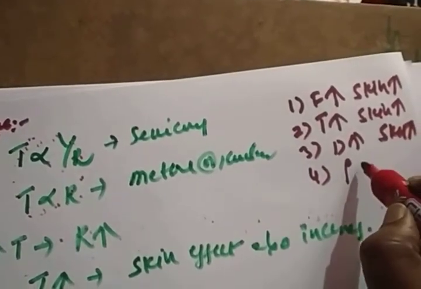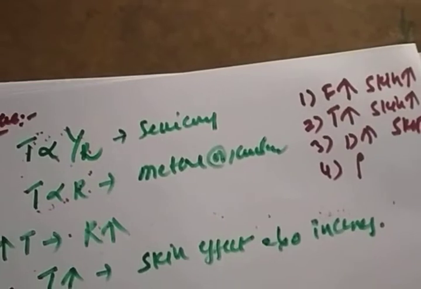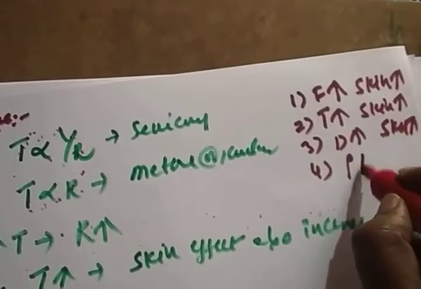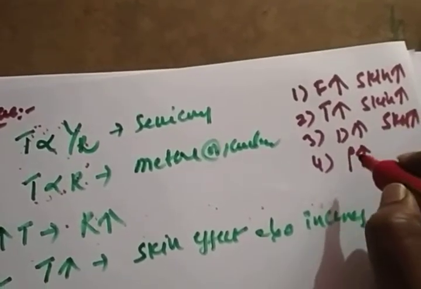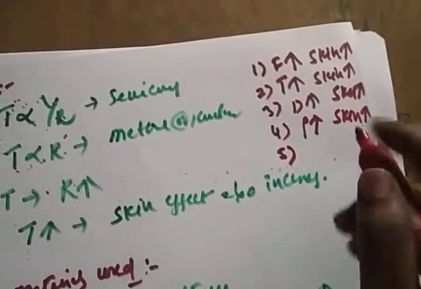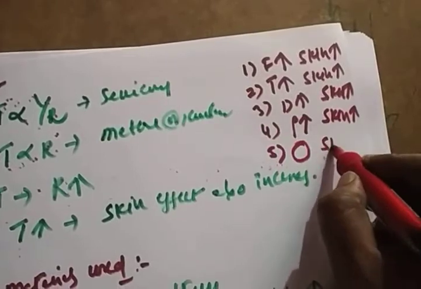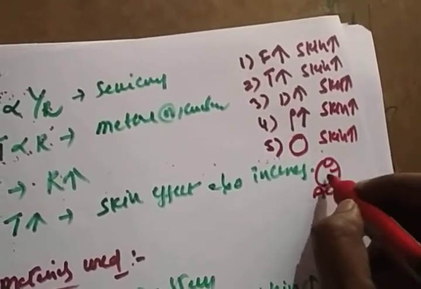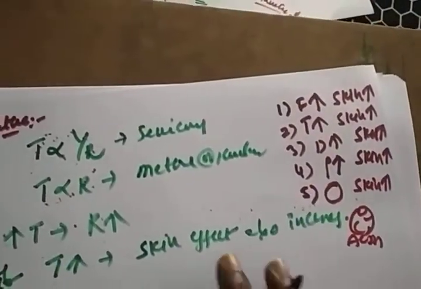If the resistivity of the material increases, that is nothing but the permeability. If the permeability of the material increases, what happens? The skin effect also increases. And the fifth one is the design of the conductor. If you design a conductor in a solid circular fashion, definitely your skin effect also increases. That's why we are going for ACSR materials with different layers. So these are the factors that affect the skin effect.